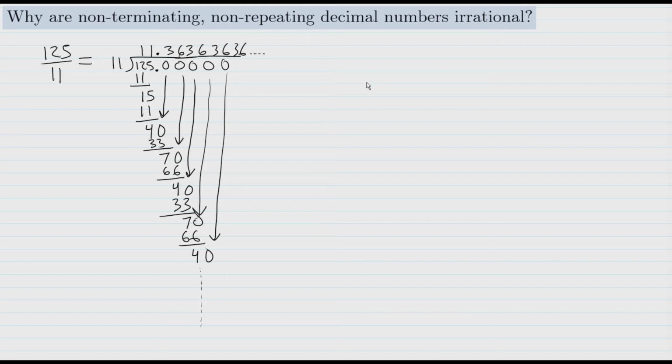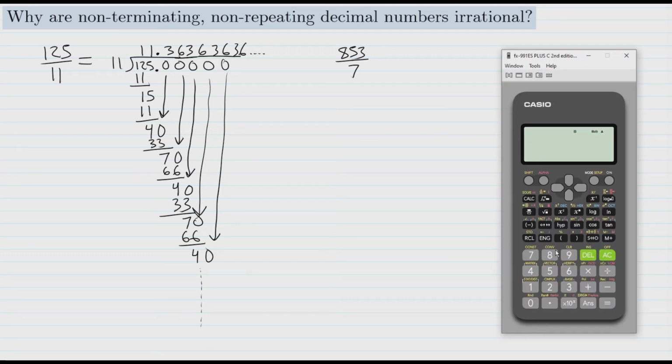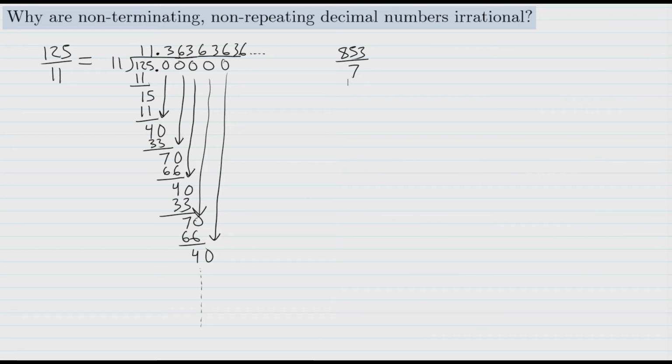And I'll just show you one more example where that repeating pattern consists of more digits. Let's try 853 over 7. So we'll do again a quick check with our calculator here. 853 divided by 7, does that give us a non-terminating decimal? Yes, and as we can see indicated by this line here, we have a repeating decimal. So let's take a look at why that happens. Why do we end up with a repeating non-terminating decimal?